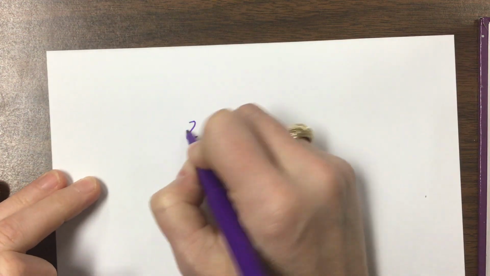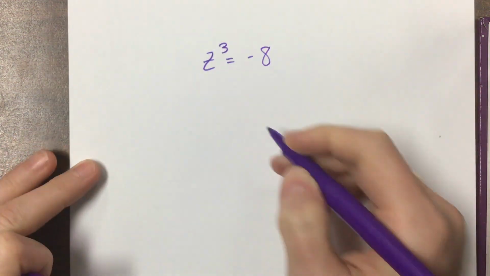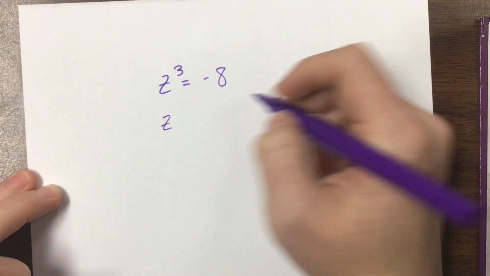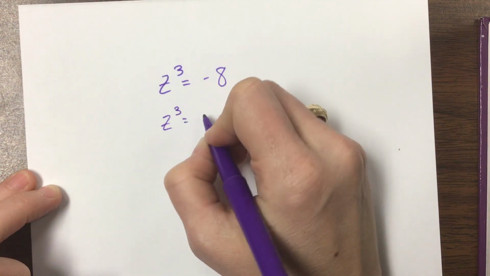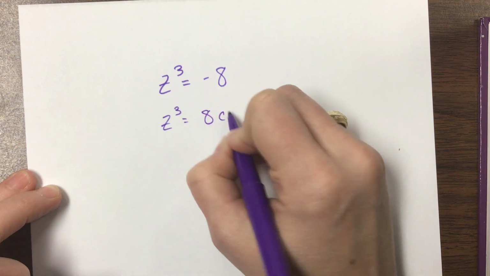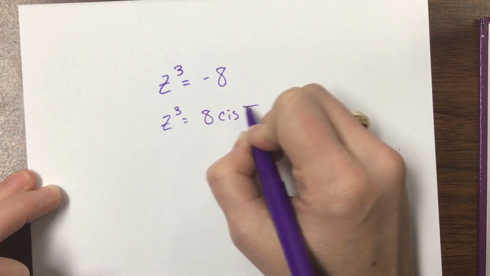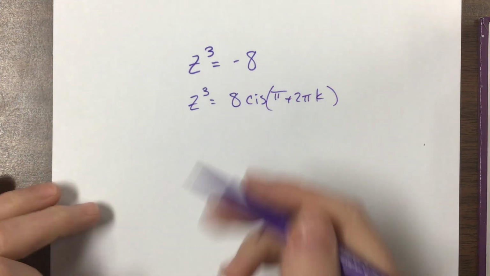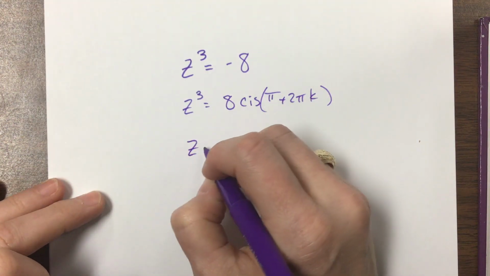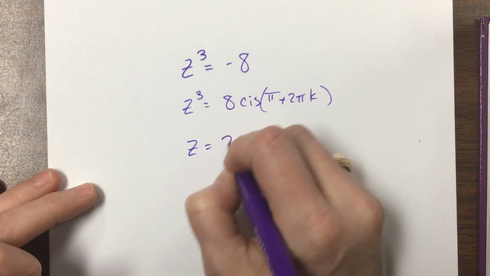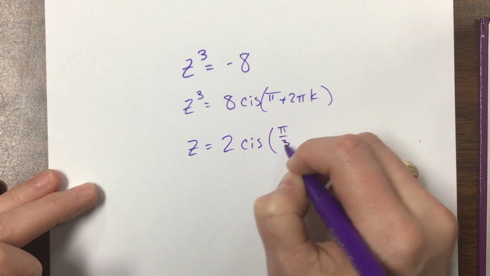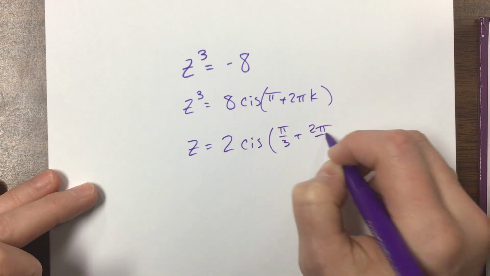So we said z cubed is equal to -8. This would be like saying z cubed is equal to 8 cis (pi plus 2 pi k). Now when I want to raise it to the 1/3 power, the cube root, 8 to the 1/3 power is 2. This becomes 2 cis (pi over 3 plus 2 pi over 3 k).